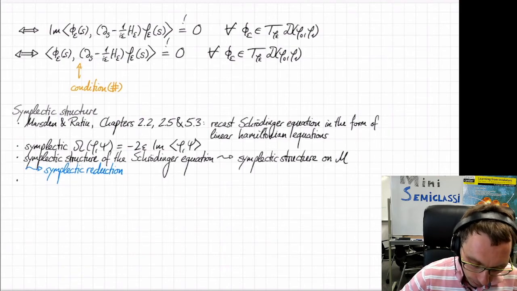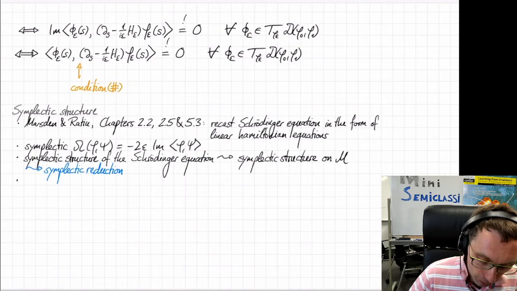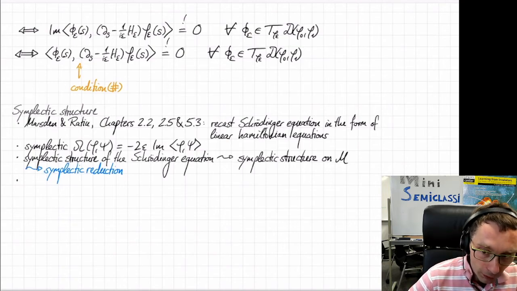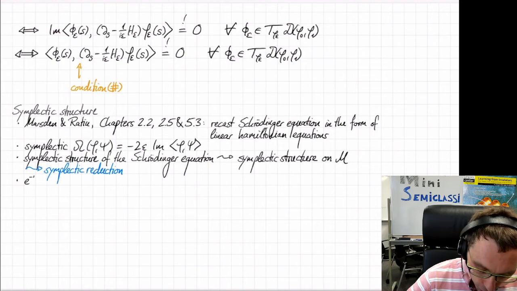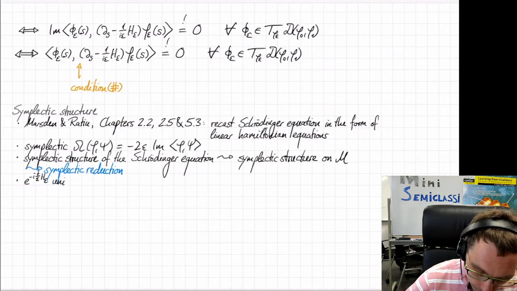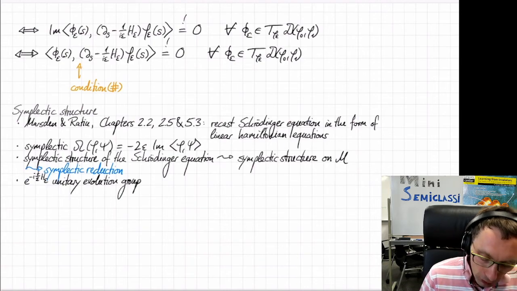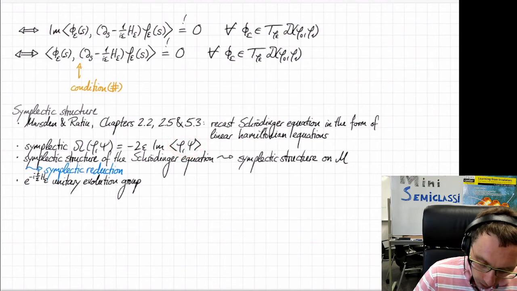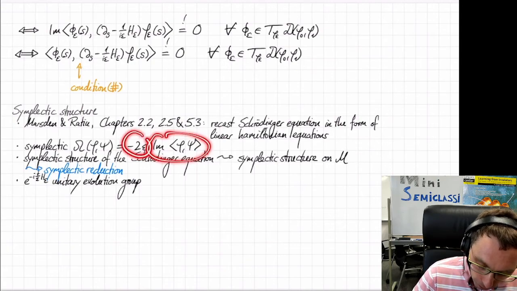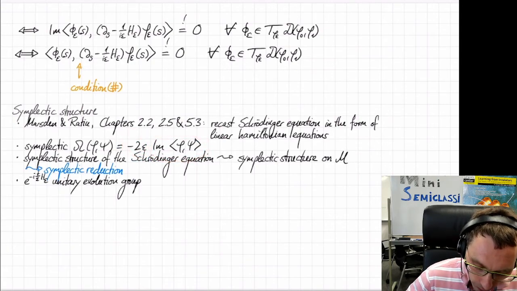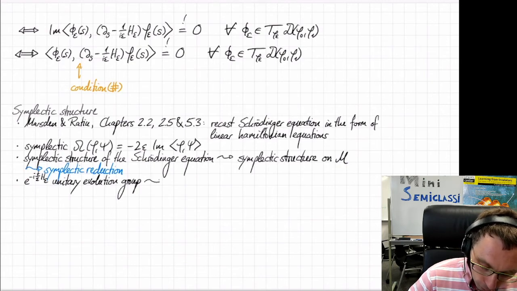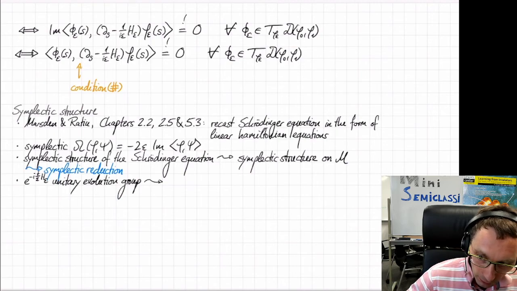Just to give you a feel for the symplectic structure of the Schrodinger equation, we know that the solution to the Schrodinger equation, which is the unitary evolution group, unitaries preserve the scalar product, so they preserve also the imaginary part, and they also preserve the imaginary part multiplied with some arbitrary constant. So that means that the unitary evolution group can be interpreted as a symplectic map.